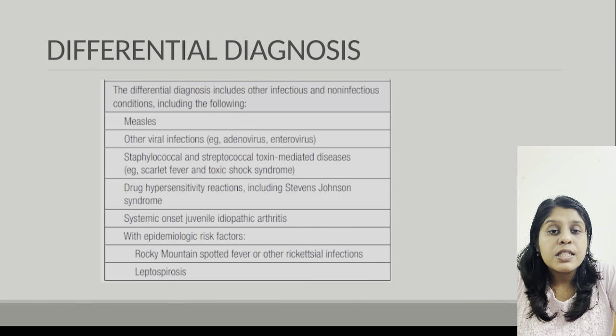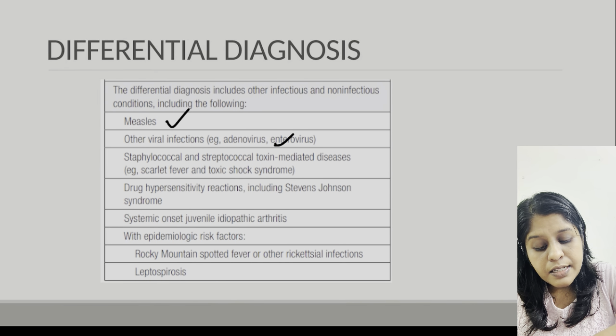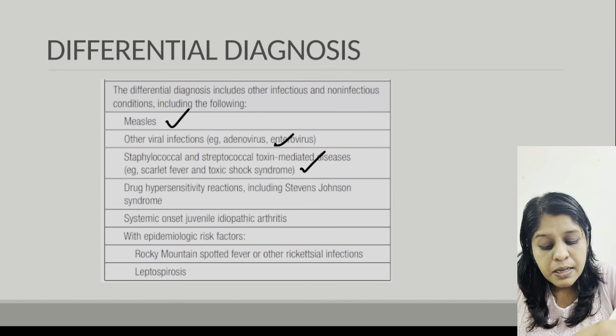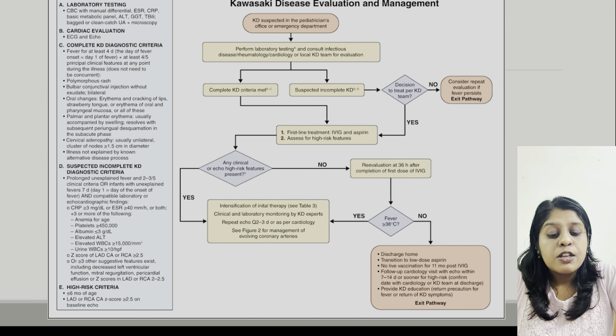Coming to differential diagnosis, the most common, most similar differential diagnosis is measles, which will also present with a maculopapular rash. The distinguishing features are that it will be a septic child with purulent conjunctivitis, pneumonia, diarrhea, and other features related to measles. The progression of rash and the vaccination status will help guide you. Other differentials are other viral infections, staphylococcal and streptococcal toxic shock syndrome, drug hypersensitivity, and other features including leptospirosis and Rocky Mountain spotted fever. So this is the overall view of Kawasaki disease.